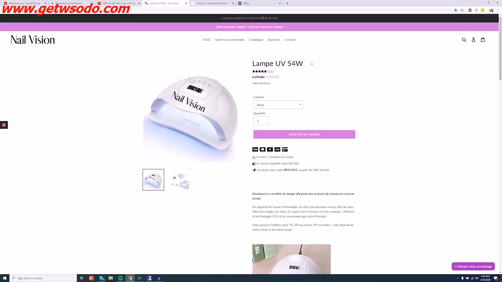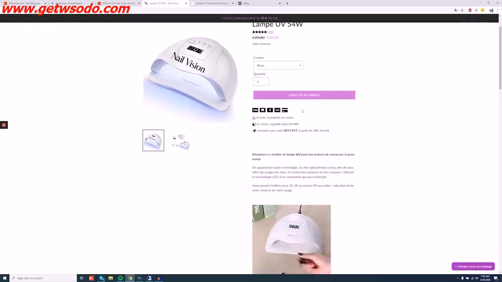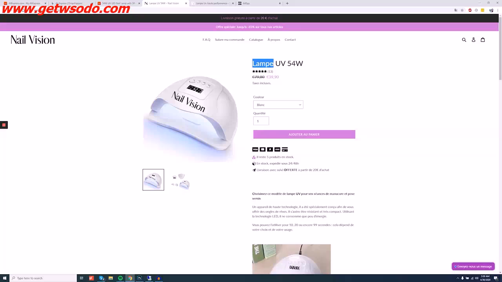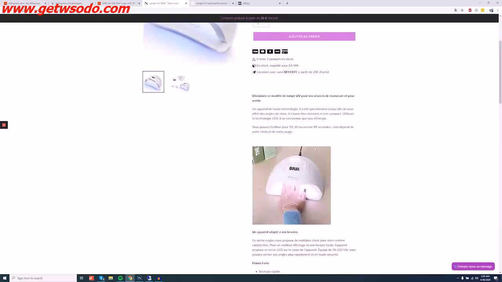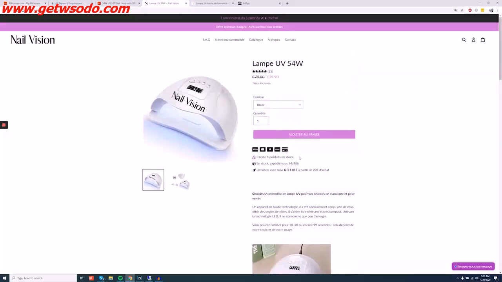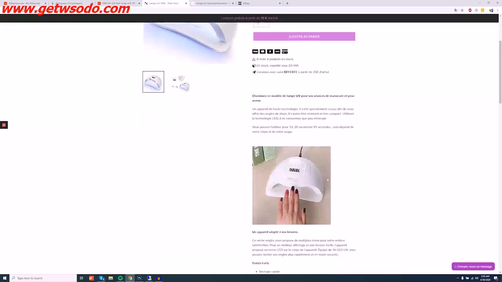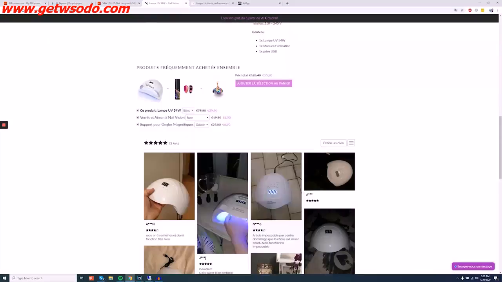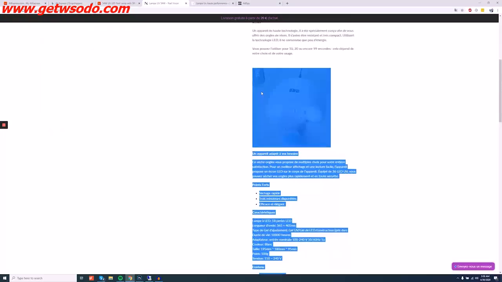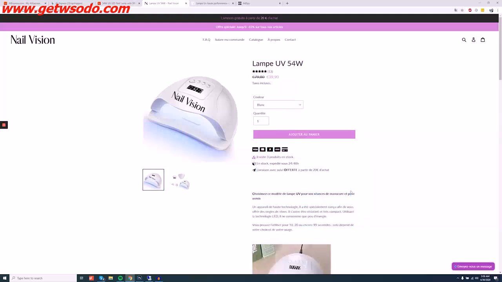Now, this store, they know a little bit about marketing. Maybe they know a lot. I don't really know, but at least they changed the name. It says Lampe UV 54 watt. Maybe Lampe, maybe that's in French or something. I'm not really sure, but as you can clearly see, they spent some time on the marketing here. They put some little badges, some stuff in French here that I can't really read, a little description, a little GIF about the product, and they're clearly spending some time trying to market the product.